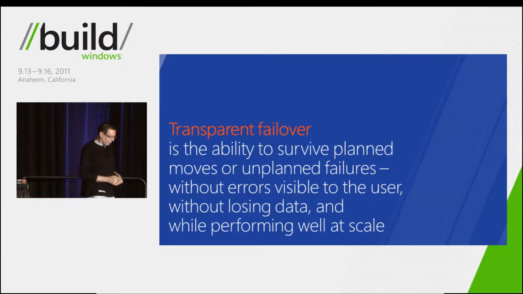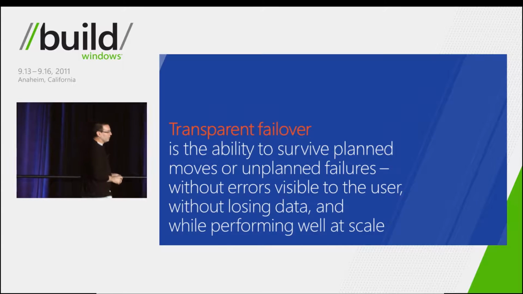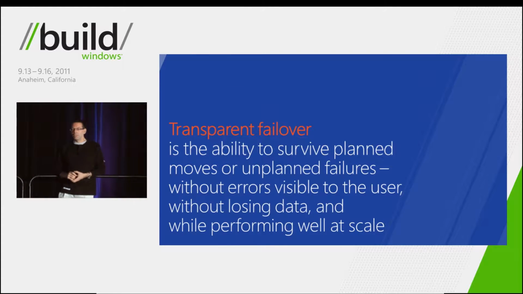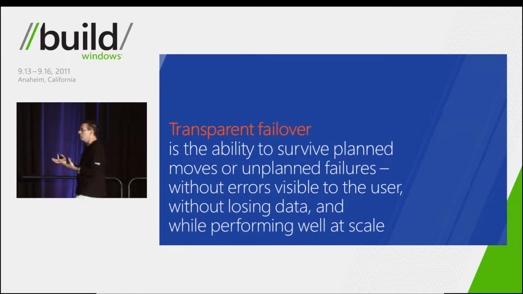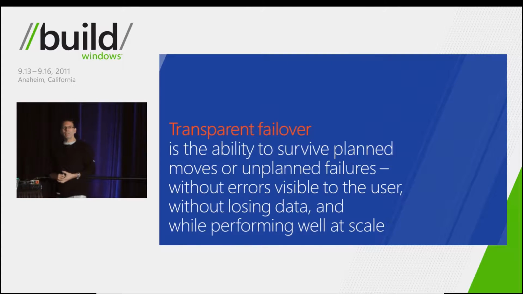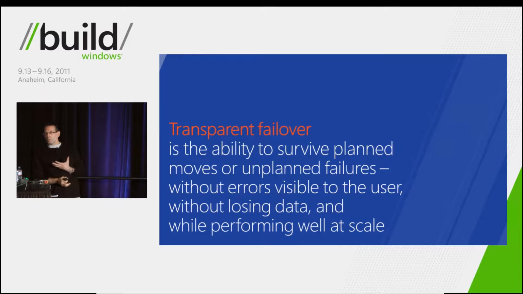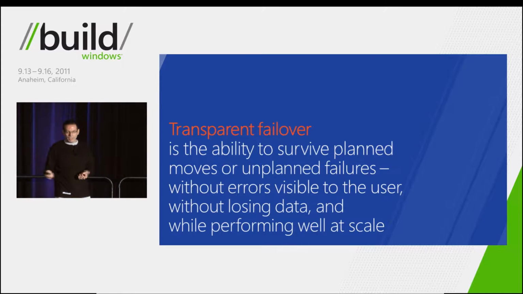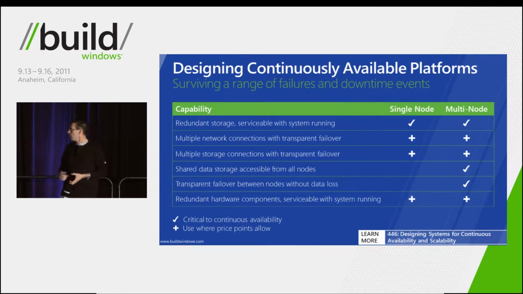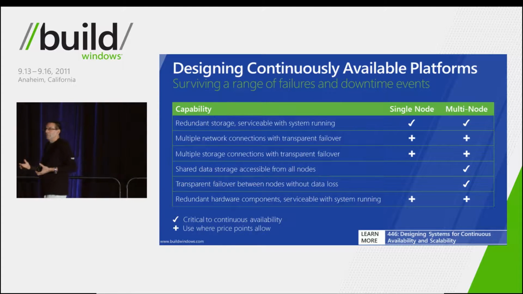So, designing for continuous availability. We mentioned transparent failover in the definition of continuous availability. I wanted to make clear what we mean when we talk about transparent failover. Transparent failover to us means that from the perspective of the user, there's no errors visible, you don't lose data, and you perform well at scale. So how do you design for that? Here's what we think it effectively means.